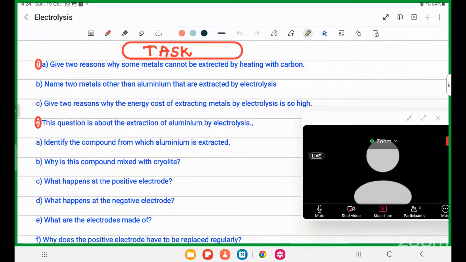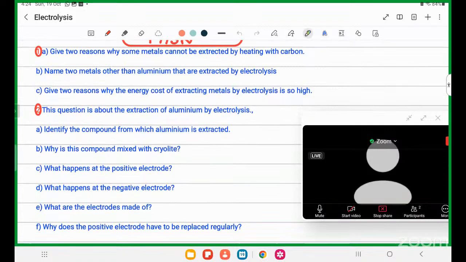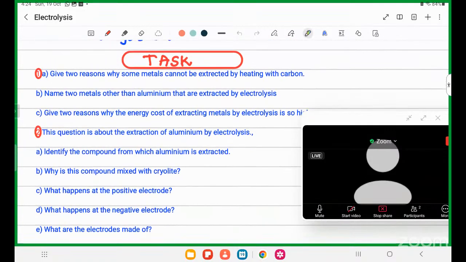So, there are two questions with subparts. The first question says, give two reasons why some metals cannot be extracted by heating with carbon. So, what do you put on there? I'm going to check the mail now. But meanwhile, tell me what you put on there.